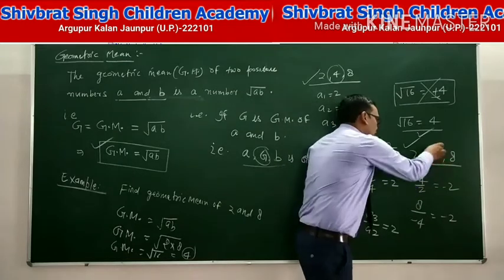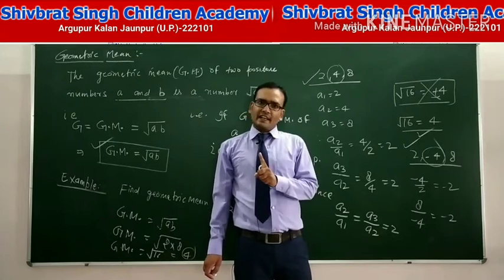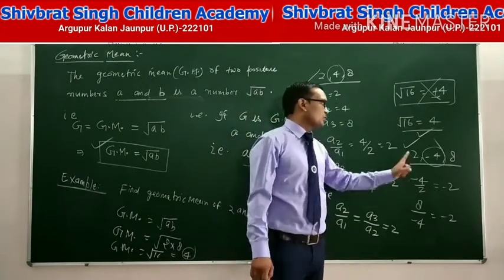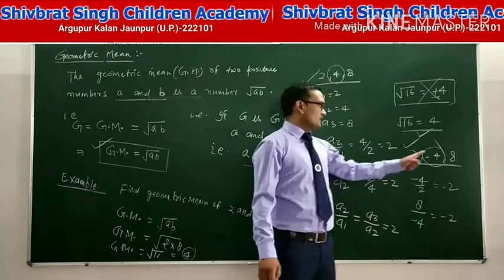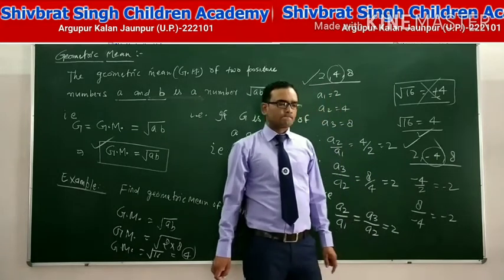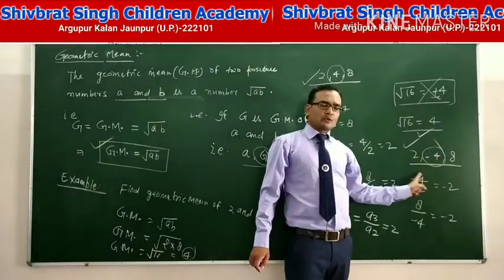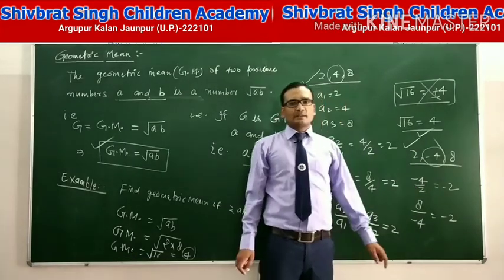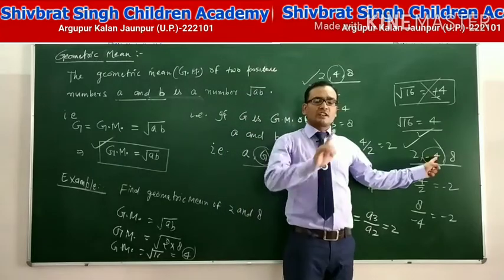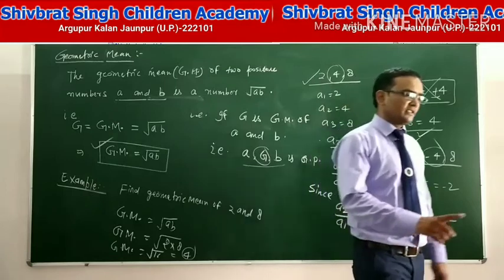But minus 4 does not lie between 2 and 8. First condition is the geometric mean is a number which lies between the two positive numbers. Minus 4 does not lie between 2 and 8. Minus 4 makes the resulting sequence a GP, but it is not between 2 and 8, so minus 4 is not the geometric mean of 2 and 8. Understand, student?